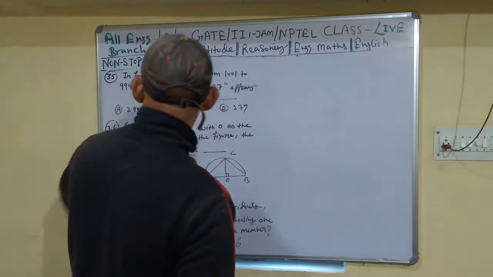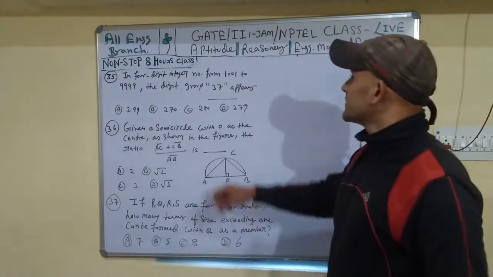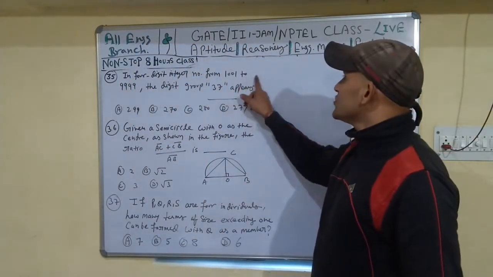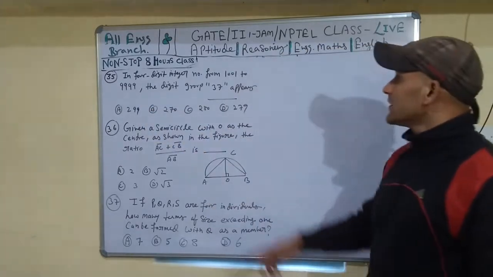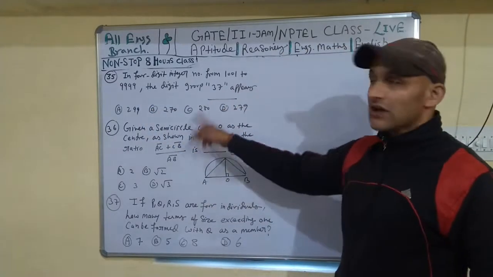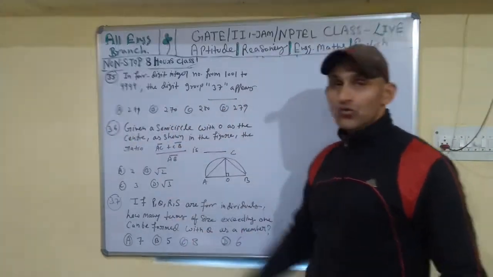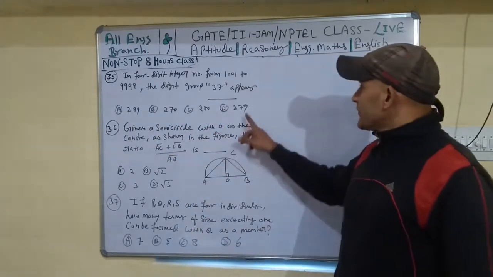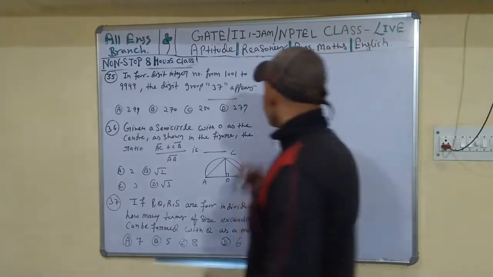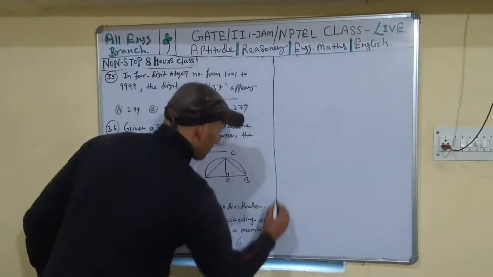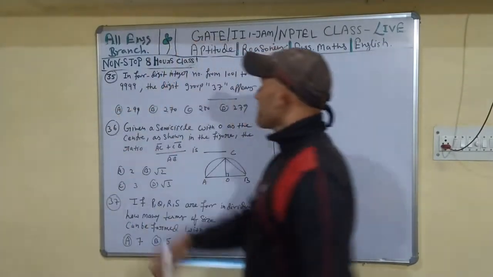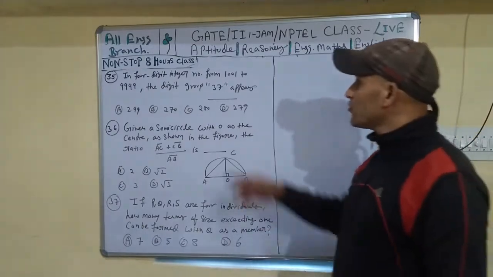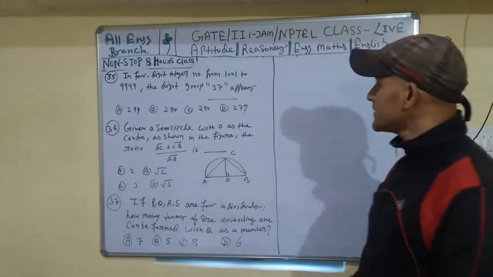Your problem: in 4-digit integer numbers from 1001 to 9999, how many times does the digit group 37 appear? A is equal to 299, B is equal to 270, C is equal to 280, and D is equal to 279. How to solve this question? It has come in electrical, maybe in other branches. The aptitude is common for all branches, so you must note it.